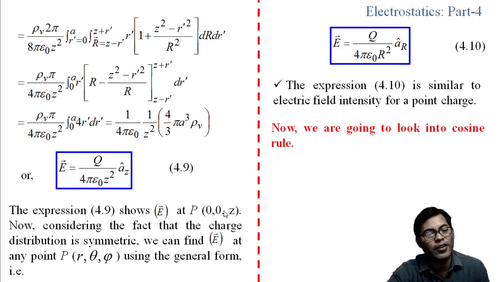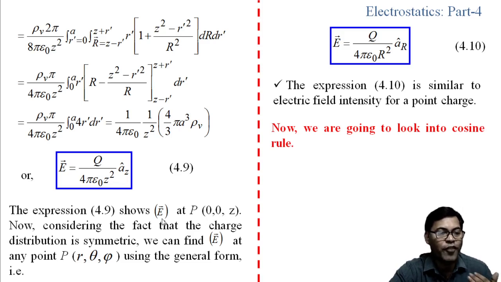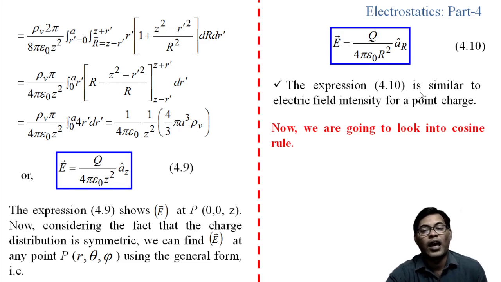Now, if we consider that the charge distribution in the spherical coordinate system in the sphere is symmetric, then we can find the electric field intensity E at any point in the spherical coordinate system, that is r theta phi, using the general form. That general form is given by 4.10, that is E equals q by 4 pi epsilon naught r square ar.